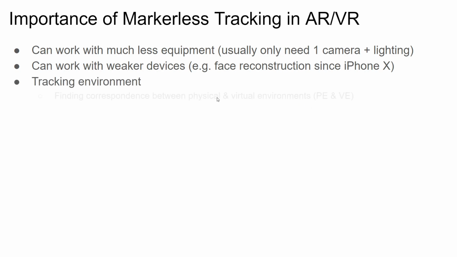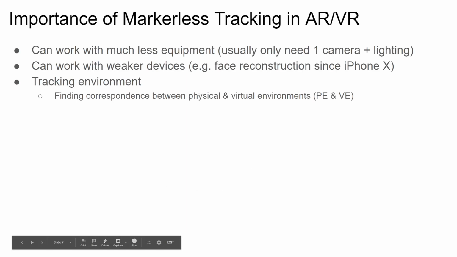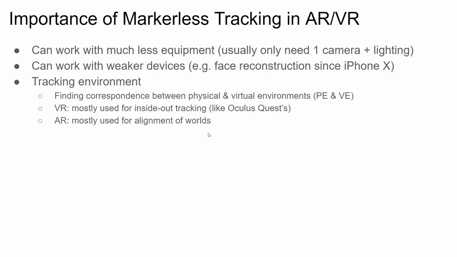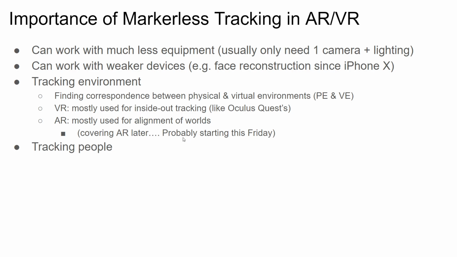We use markerless tracking to track the environment, and we'll see some examples. So, for example, finding the correspondence between the physical and virtual environment. In VR, an example that you've seen already is that the Oculus Quest has inside-out tracking. So the Oculus Quest has a bunch of cameras on the side of it, and it can use that to track where it is in the environment. In AR, we would use this for the alignment of the virtual and physical world, which I guess we'll see on Friday.